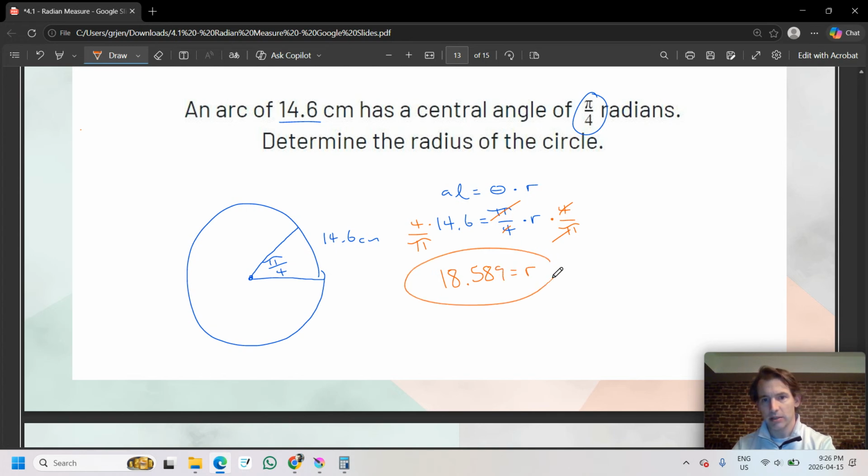That's the radius. So cm equals the radius. Therefore, the circle is 18.6 centimeters.